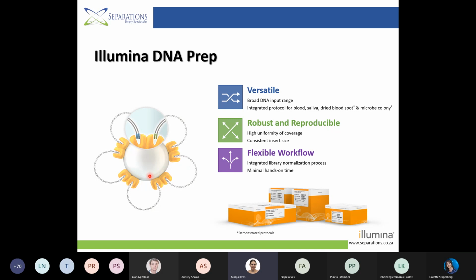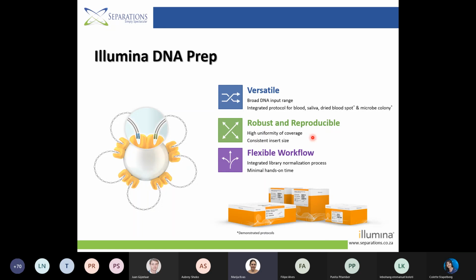And this specific library prep, the way it's designed, allows us to have a very versatile DNA and RNA input range. Obviously, we can work with RNA, but we need to convert it first to cDNA, right? And then we can work with this library prep. But also, if we are working with human samples, we can go directly from blood, saliva, or dried spots. We can actually skip the DNA extraction and go directly into library prep. Or if you're working with a pure culture, a pure bacterial colony for example, you could also do it, right?